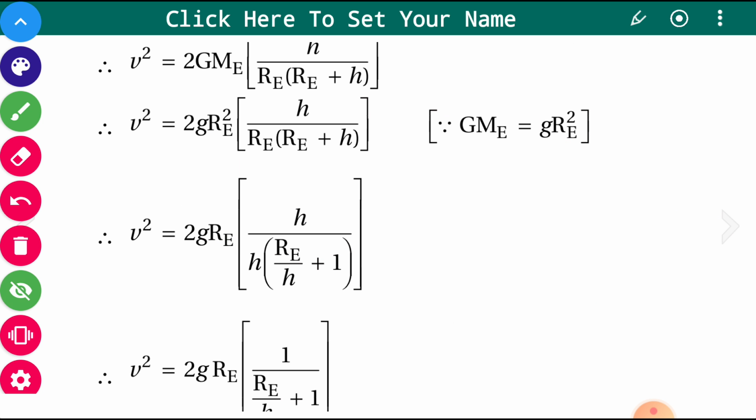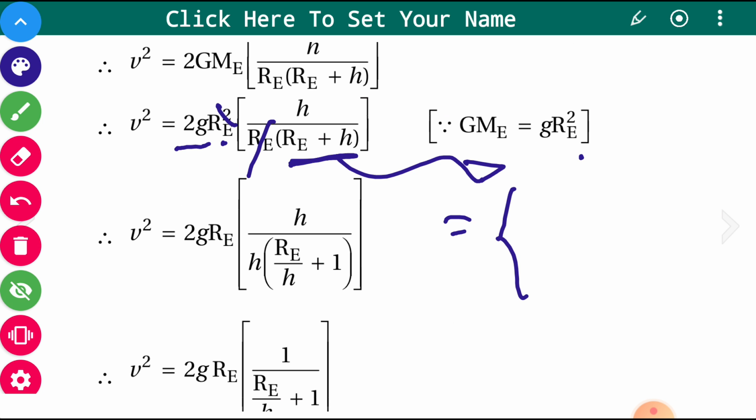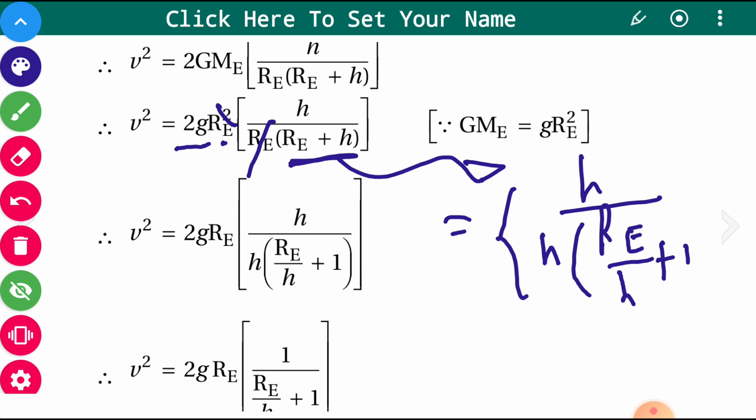Here 2G RE. It is RE square, but RE it becomes because 1 RE will be cancelled out. So 2G RE into bracket H upon. Now here we are taking H as common from the denominator. So in the denominator it becomes, numerator remains as it is. H is taken common in the denominator, so it becomes RE upon H plus 1. So this formula you will get. This H will be cancelled out, you can see here.